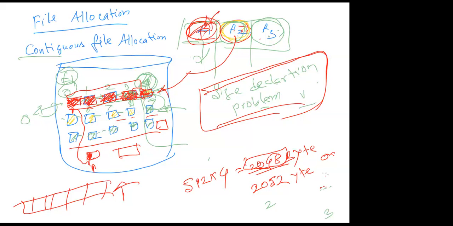Let's say you delete some data from a file, let's consider file F1. Let's say you don't have this block, block number 3 is empty. You just delete the 512 bytes from this file F1, so this block is completely empty.